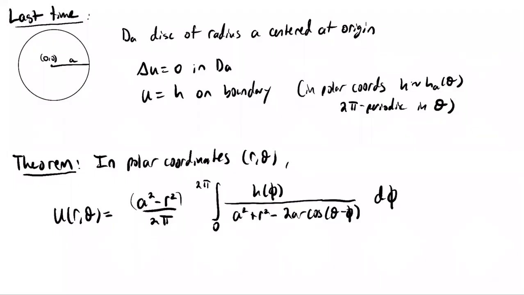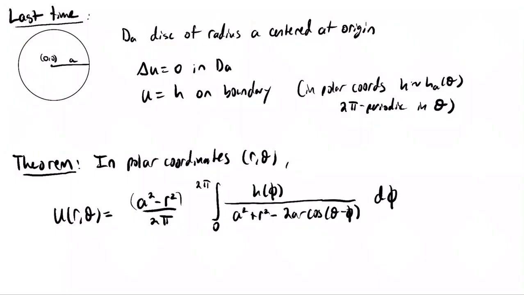Okay, and so, remember in the last lecture, we spent basically the whole time analyzing the following boundary value problem for the Laplacian on a disk in the plane. We're assuming we have a disk D sub a of radius a, which is centered at the origin in the plane, right? So this is a picture of the domain.